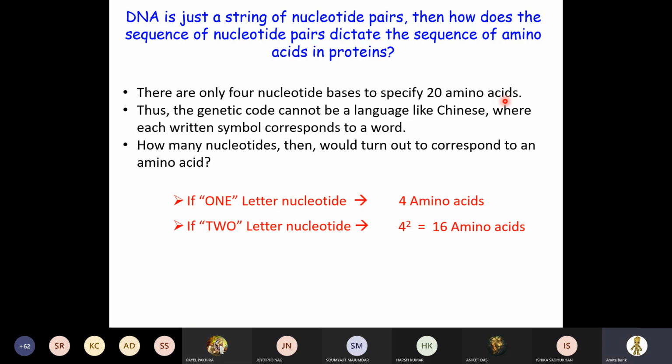If you simply go 4 to the power 2, then 16 amino acids will be covered. Still, we are not getting that 20. Still, 4 amino acids are left. 16 amino acids will be coded, and since we have 20, 4 more will be left. So what do you think? What can be the possible combination then?